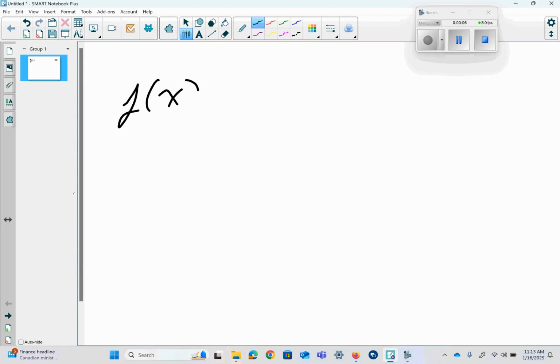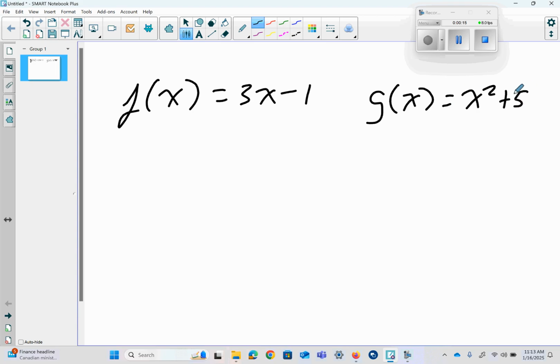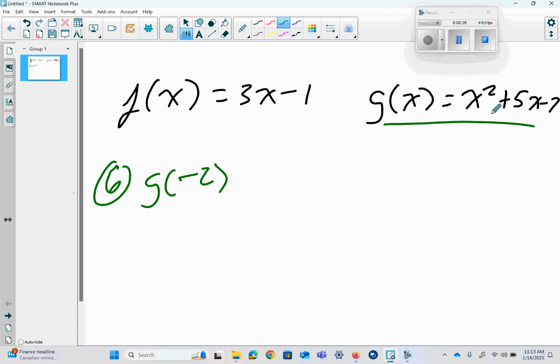f at x is equal to 3x minus 1. And then we have g at x, which is equal to x squared plus 5x minus 7. So the first one is, for number 6, what is g at negative 2? So we're going to use this equation.